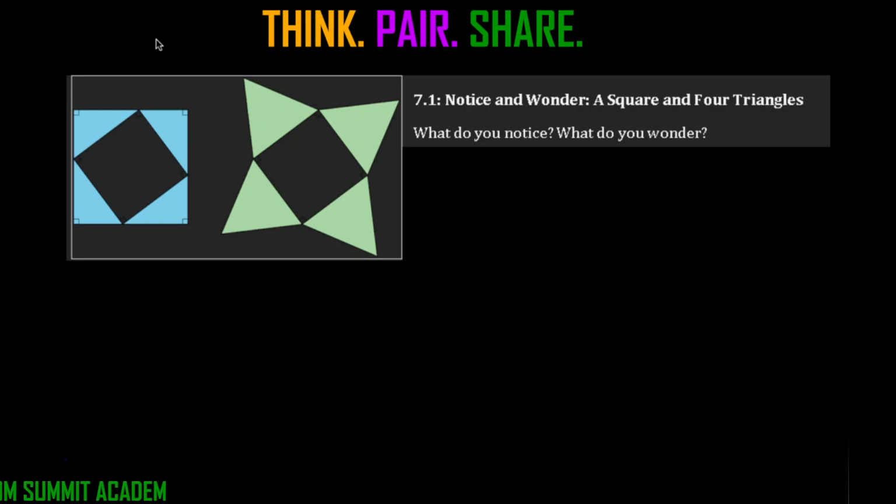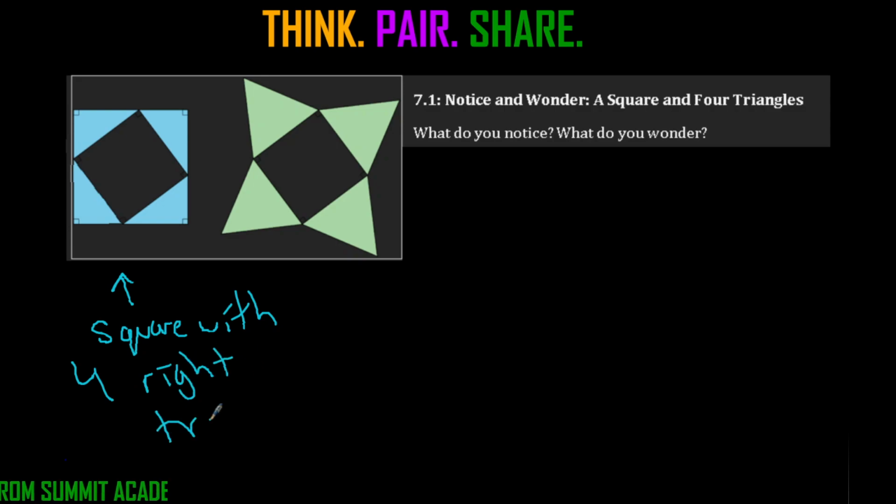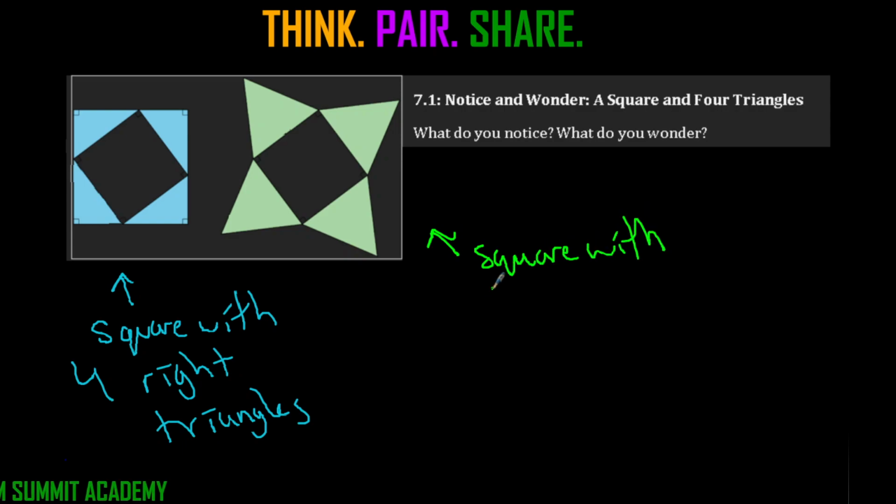Some examples you could say are like this. I could say something that I noticed for these two is this. If I'm looking at this picture, I could say, well, I have a square with 4 right triangles. Where on the other one, I could say I have a square with just 4 non-right triangles. So that's just a simple observation. Try to come up with what you think or what you wonder.